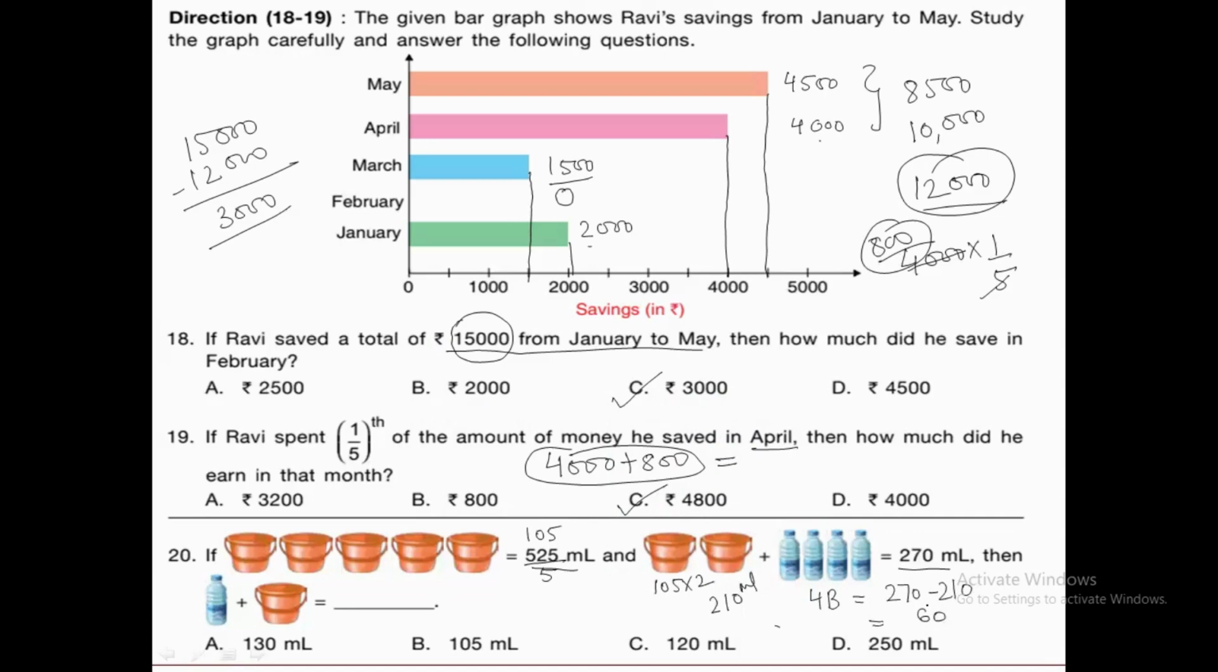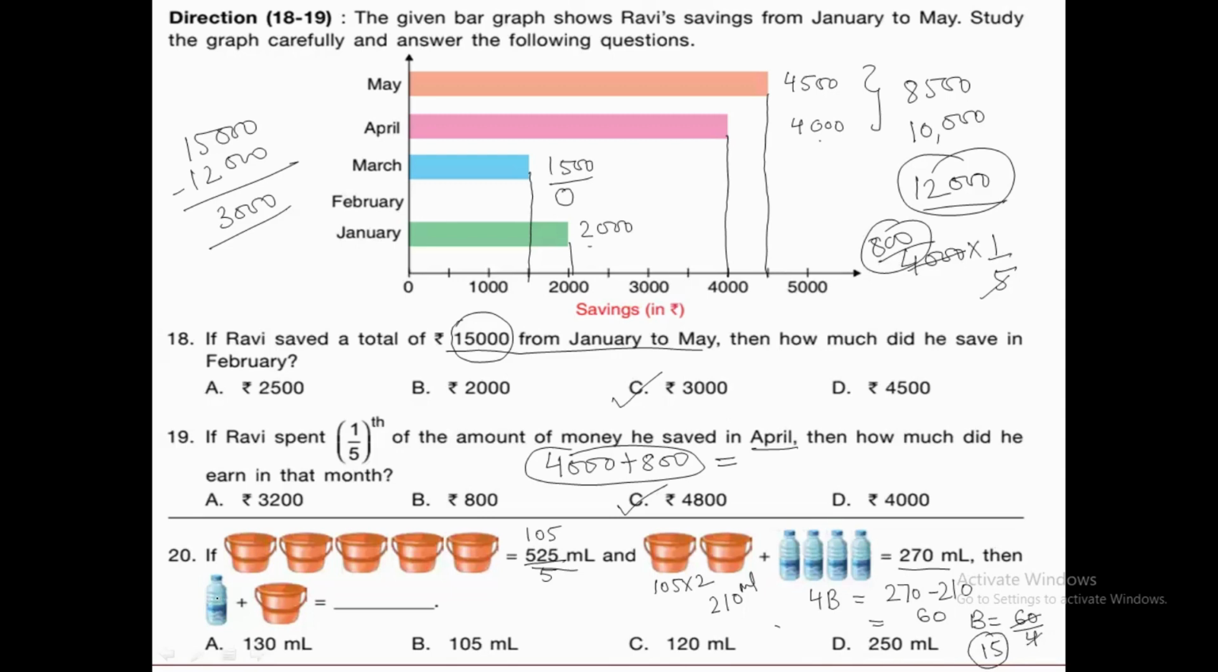Okay, if the value of 4 bottles is 60, then what will be the value of one bottle? So the value of one bottle will be 60 divided by 4. So what are we getting? 4 ones are 4, 4 fives are 20. So that's how we are getting the value of one bottle as 15.